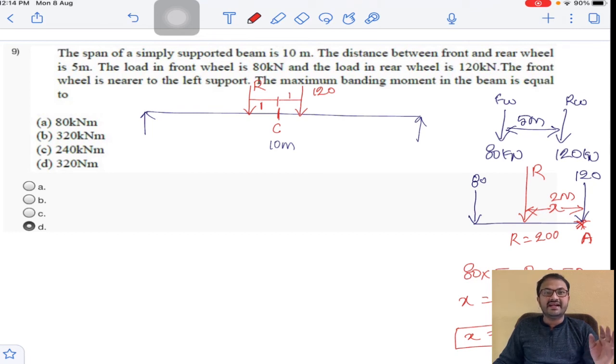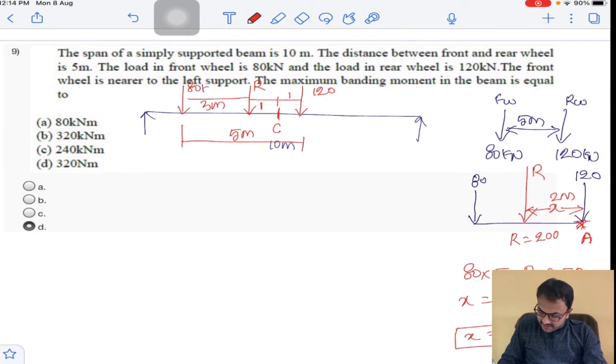Now I have decided the exact location to get maximum bending moment under the 120 kilonewton load. If we know the location of the 120 kilonewton load, then obviously I can calculate where the left side load is. The distance between 120 and 80 is 5 meters, so this will become 3 meters. So here it is 80 kilonewton. Now this is RA, this is RB.